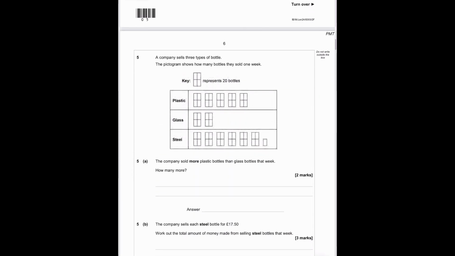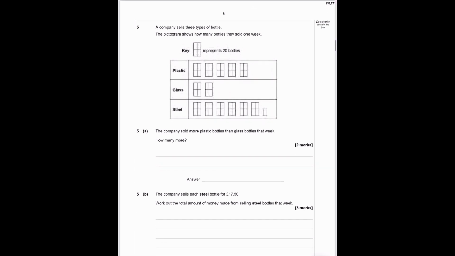A company sells 3 types of bottles. The pictogram shows how many bottles they sold in 1 week. So this equals 20 bottles. So plastic is 100, glass is 40, and steel is 125. The company sold more plastic than glass. How many more? So that's 100 take away 40 equals 60.